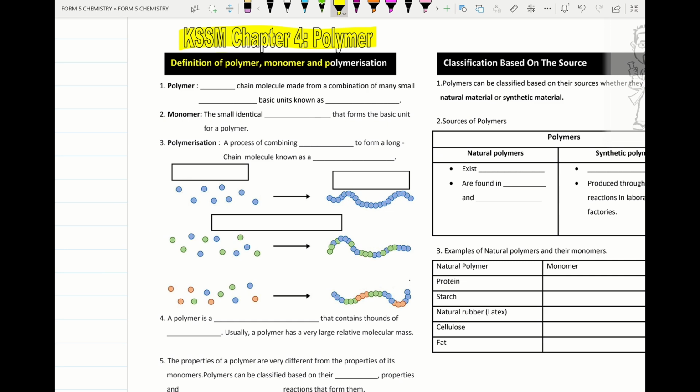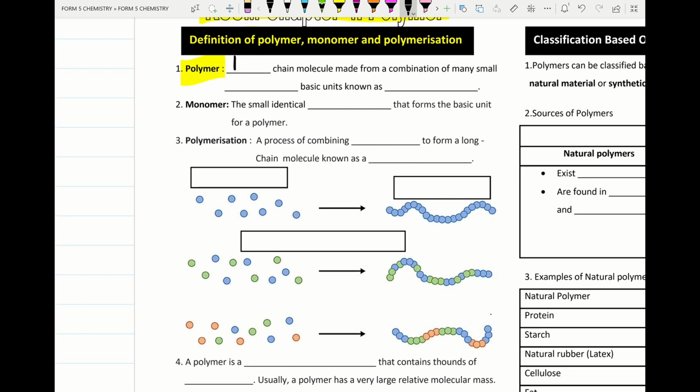So we start with the definition of polymer, monomer, and polymerization. Polymer is known as a long chain molecule made from the combination of many small repeating basic units known as monomers. Monomer is known as a small identical basic unit that forms the basic unit for a polymer. Polymerization is a process of combining monomers to form long chain molecules known as polymers.